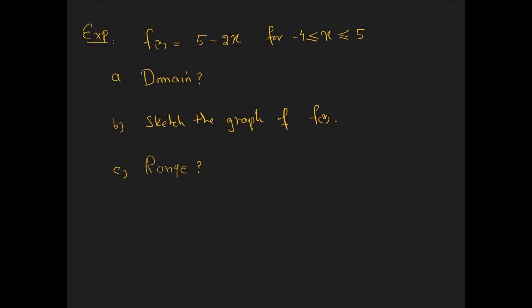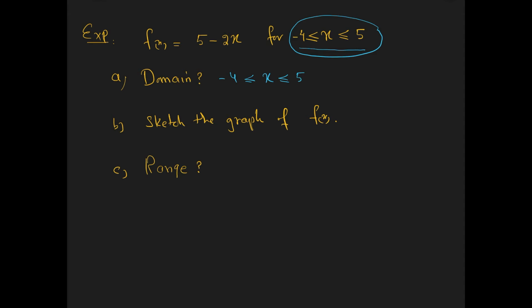Let's have a look into a couple of examples. In the first example, our function f(x) is equal to 5 minus 2x, and it is defined for x between minus 4 and 5. We need to work out the domain of this function, sketch the graph of the function, and also find the range of the function. First of all, the domain of the function. Domain are the x values for which the function is defined. So our domain is x between negative 4 and 5.